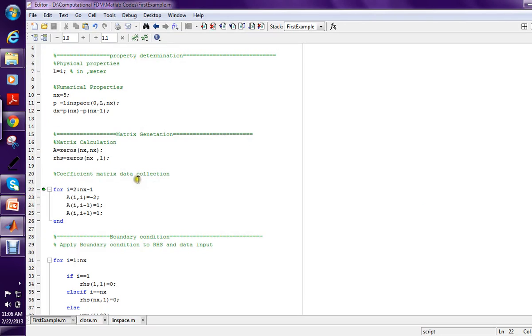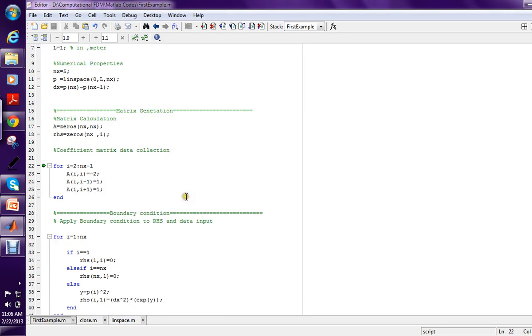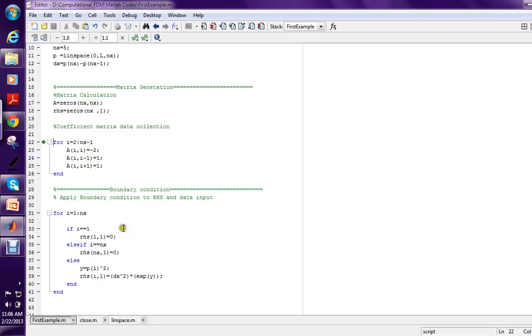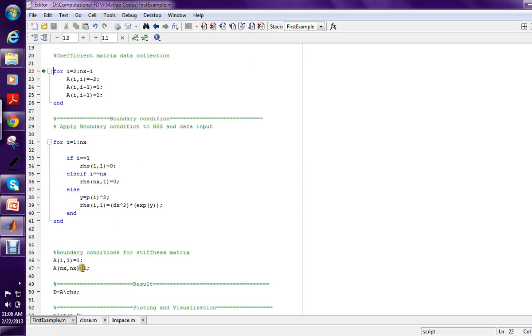Okay, so coefficient matrix data collection. So how can we do that? Okay, let's go to this. i equals 2 to nx minus 1. Why did I put in the 2? Because we don't have 1, because for 1 and nx we will have the boundary condition here, right? For 1 and nx we have the boundary condition here, that's why we avoided the nodal values at 1 and nx.